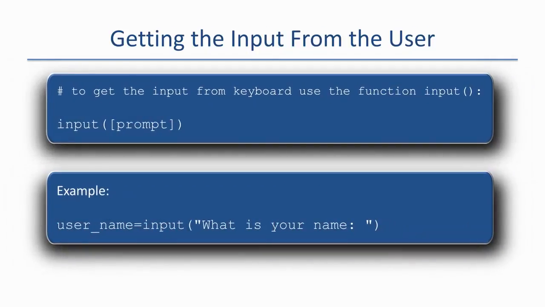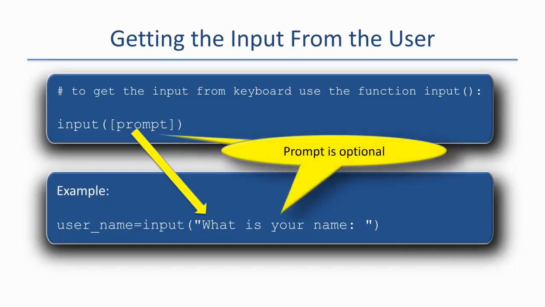A variable name on the left, an equal sign, then you say input and open a parenthesis, put some kind of optional prompt and then close parenthesis. A prompt is something that you ask from the user before he or she types the answer. And notice that the prompt is optional. That means you may or may not have a prompt if you want to. So let me jump to a sample program and show you how all of this is done.